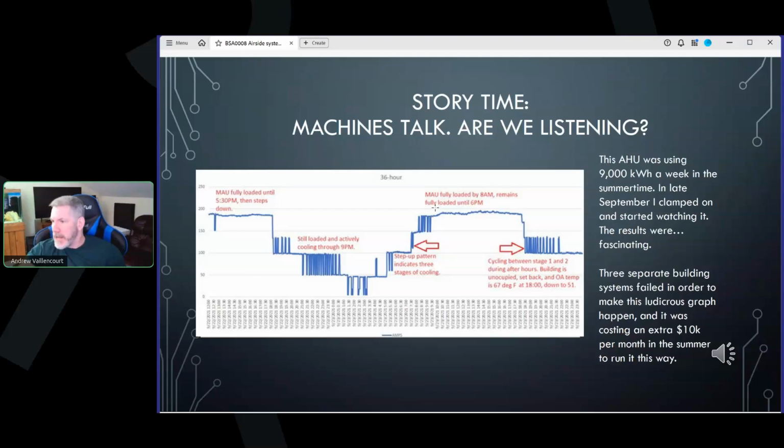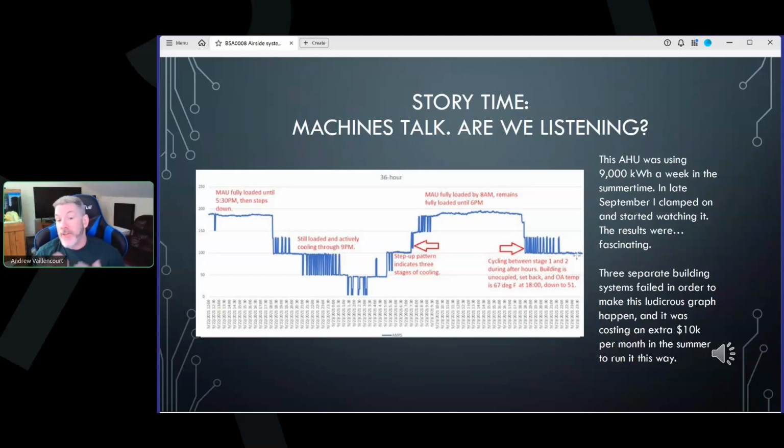And then by 10 o'clock, fully loaded by 8 a.m., and it doesn't twitch until 6 p.m. Fully loaded, no questions, running as hard as it can. And then as the evening comes, it starts cycling between stage 1 and 2 and never actually settles into a low load state. Overnight, this particular location, it was Eastern Massachusetts, it was getting into the 50s overnight. And this is a 100% outside air unit. There was no need to cool anything. They could have been using outside air to cool. They could have been economizing.